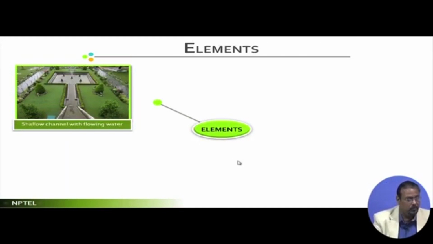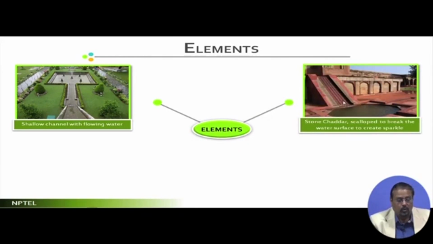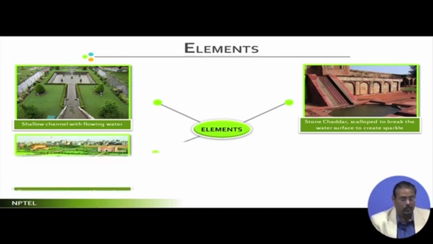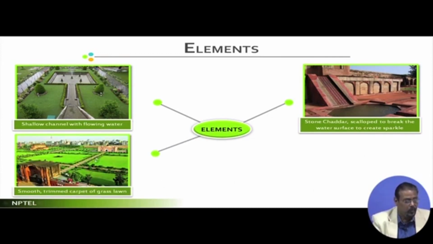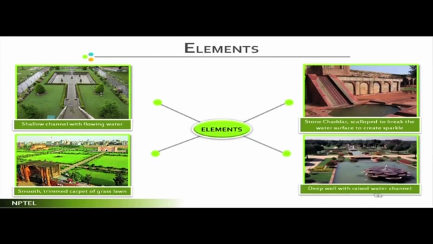What are the elements? Shallow channels with flowing water, same concept as in Spanish gardens. Stone chadar, this is what I was trying to draw, with scallops to break the water surface to create sparkles. So, sparkles of water as well as reducing the temperature. Smooth trimmed carpet of grass lawns. Deep well with raised water channel. This is important to be noted.